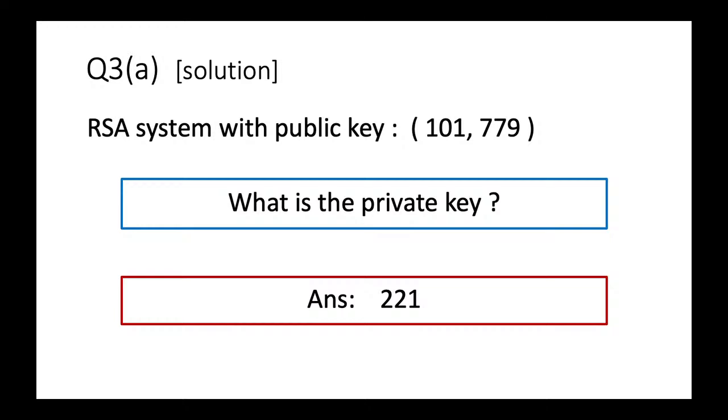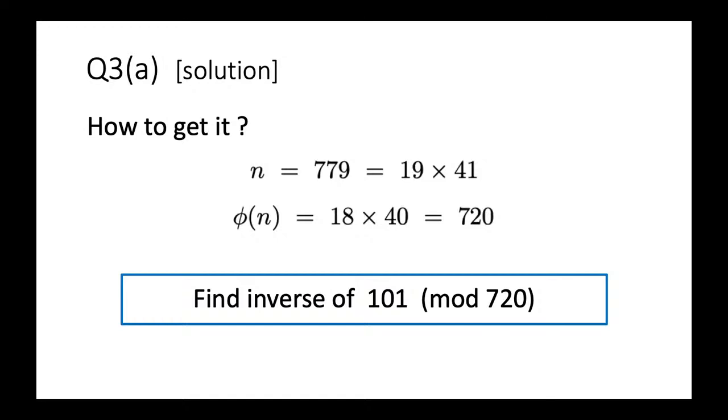Okay, so this is the second question. The third one is we have an RSA system, and it is given the public key 101 and 779. So this is the E part, and this is the N part. We want to find out what the private key is. So the private key will be D, N, right? The value of D will be 221. We require you to find this private key by using the extended Euclidean algorithm. So let's run it together.